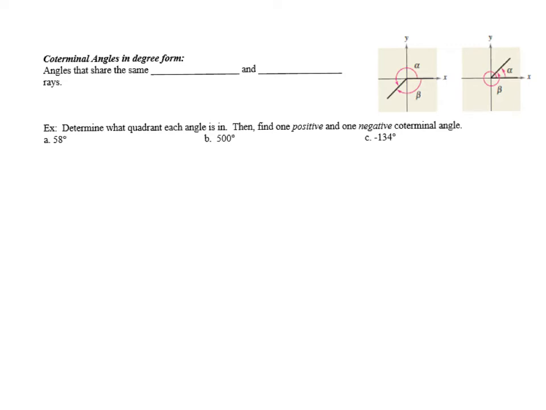Those are called coterminal angles. Angles that share the same initial... Oops, I just spelled that wrong. So I want to make sure you guys are paying attention. Initial and terminal rays. And rays are the same as sides.